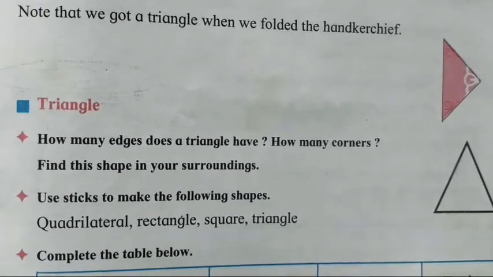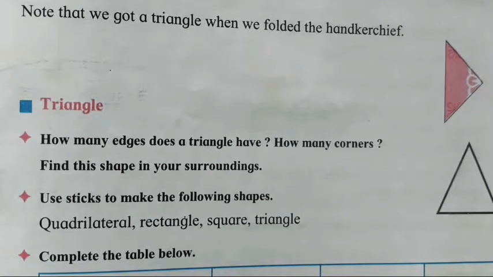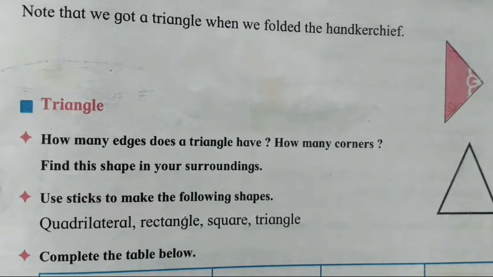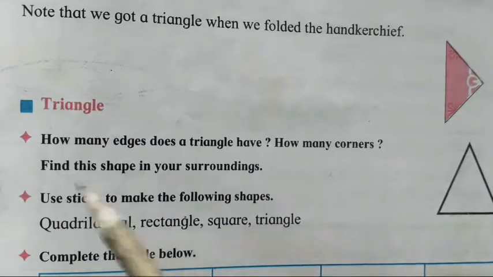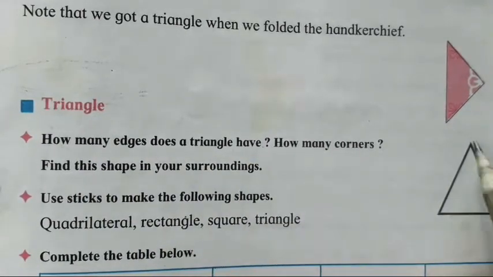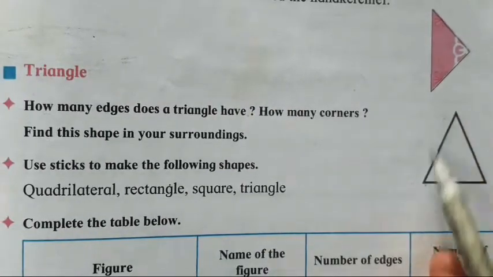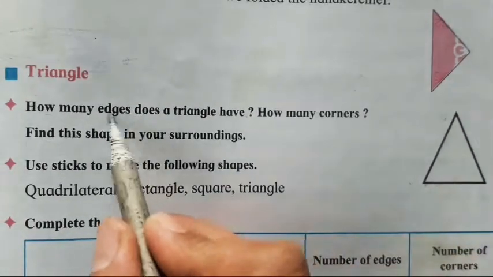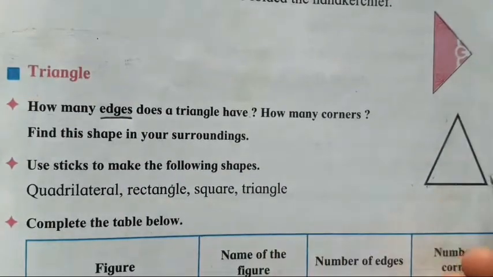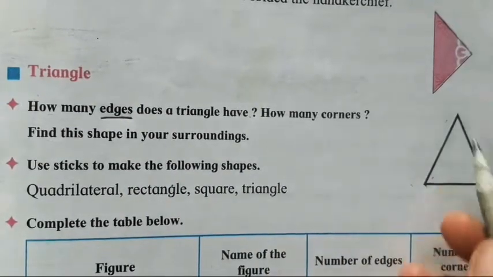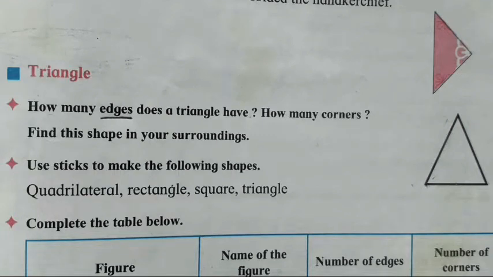Now the last one is triangle. As I said, we are going to study about rectangle, square and triangle. Rectangle and square means it is a quadrilateral only. So how many edges does a triangle have? How many edges does a triangle have? 3. You all can very easily count. 1, 2 and 3. It is known as edges. It becomes difficult for you all to remember, but edges and corners are the same. If the number of edges, the number of corners will be the same.